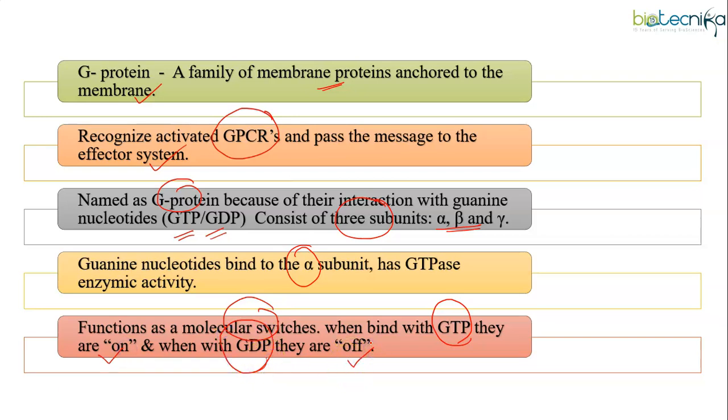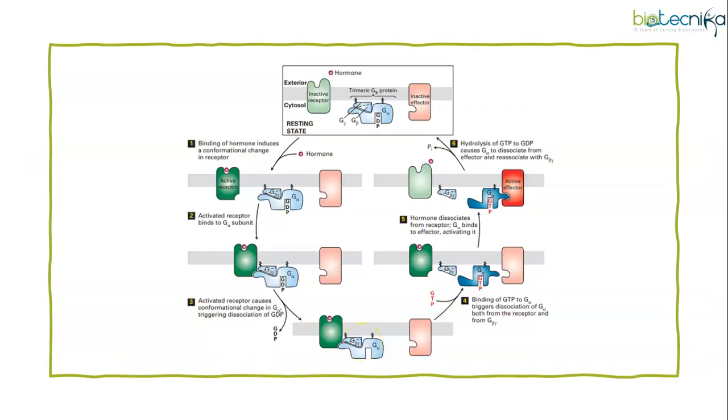So to explain this concept, I have an image for you. This is the resting stage wherein the receptor is inactive, the G protein is there in trimeric form, and this is your effector protein in the inactive conformation. When a hormone binds to the receptor, it is activated and undergoes a conformational change, as you can see in the difference in the structure of the receptor. This will open the binding site for the G protein.